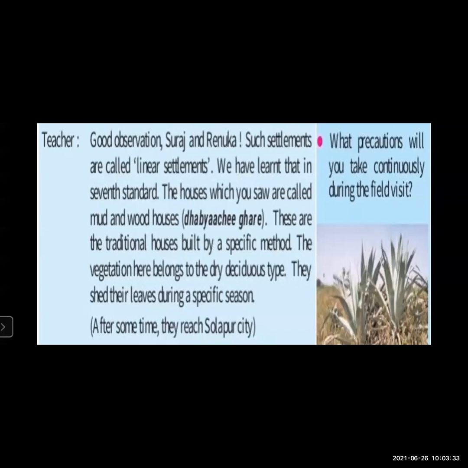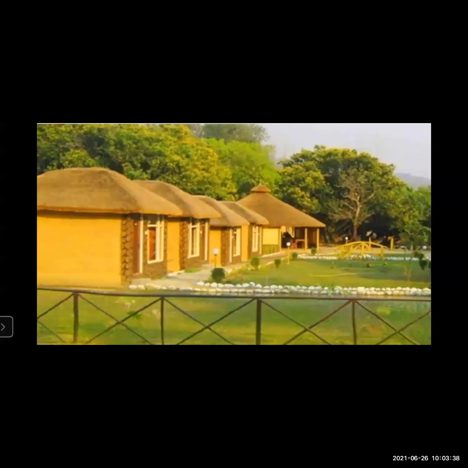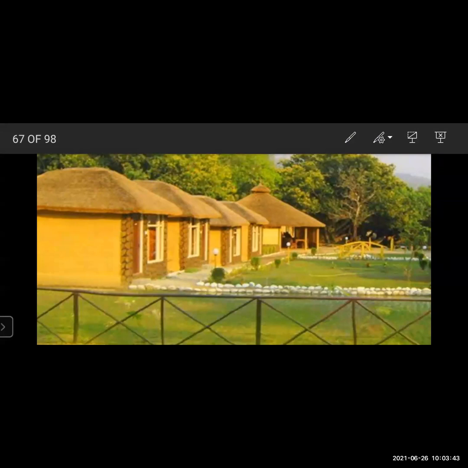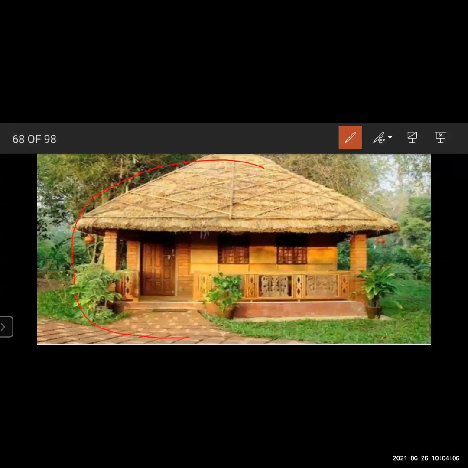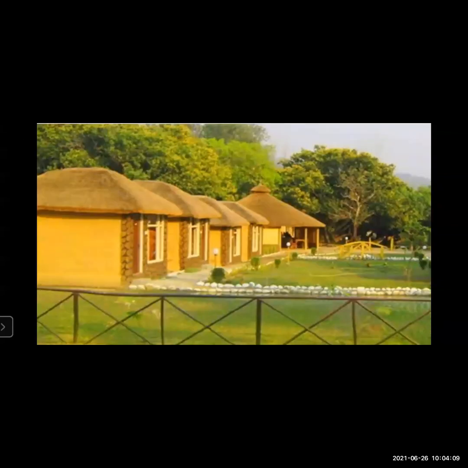Now, after this observation, after some time, they reached Solapur city. Here you can see Dhabyachi ghare. These houses are made up of wood and mud. This kind of houses you can see in rural areas, villages. In villages, people are not constructing their houses made up of cement or bricks. They are constructing their houses in this pattern with mud and wood. This kind of houses you can see in villages.